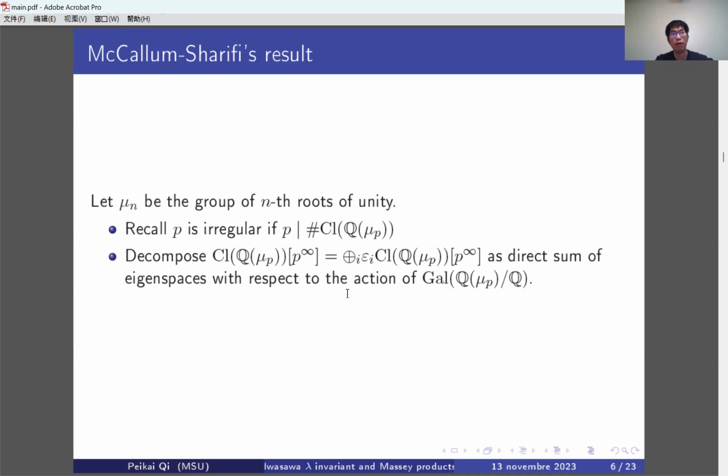You can imagine, if you have a vector space and a matrix acting on this vector space, then you can decompose the space as a direct sum of eigenspaces. Similarly here, if you have an abelian group, and the class group is an abelian group, and you have some group acting on it, you can also decompose this abelian group into a direct sum of eigenspaces with respect to this action. So we decompose the class group into some small pieces. For these pieces, we have the invariant lambda, and for each smaller piece, the i-th piece, we can similarly define the invariant lambda_i.